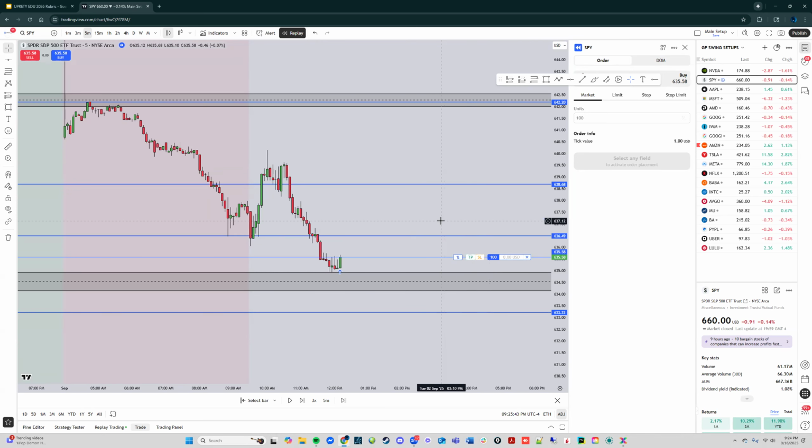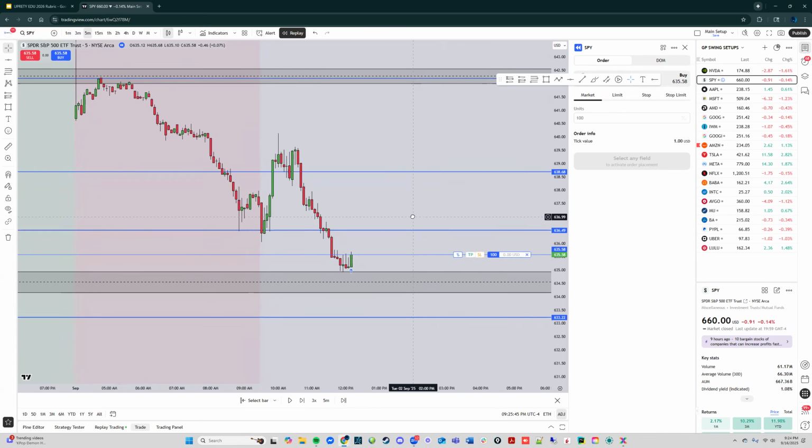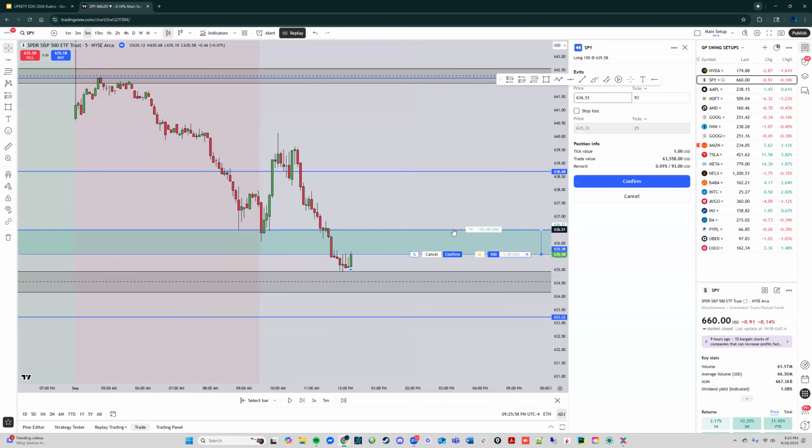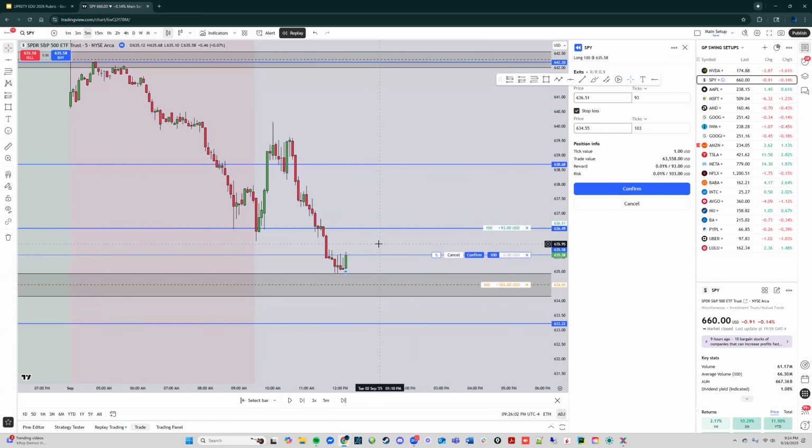Okay, now why did we say long? Because we saw an engulfing candle. We saw no volume here, and then we see an engulfing candle. Our target is going to be up here. Our stop is going to be right down here. So once again, our target, which means that's where we're going to sell, and our stop is going to be right down here. Okay, let's see how this plays out.